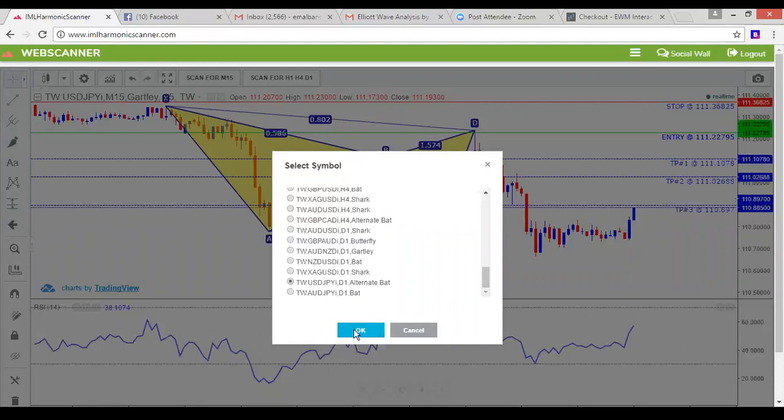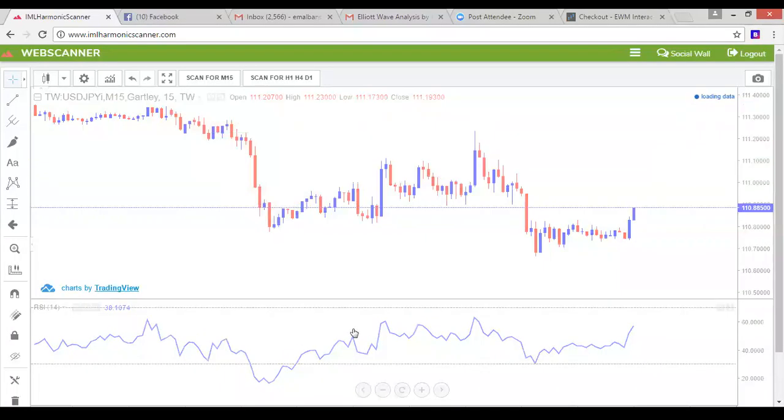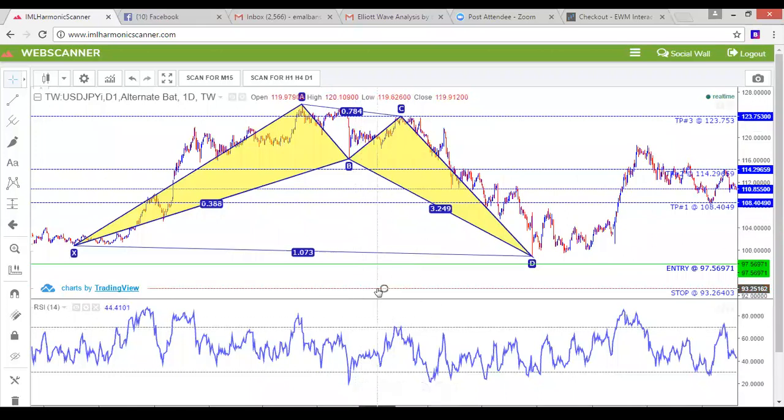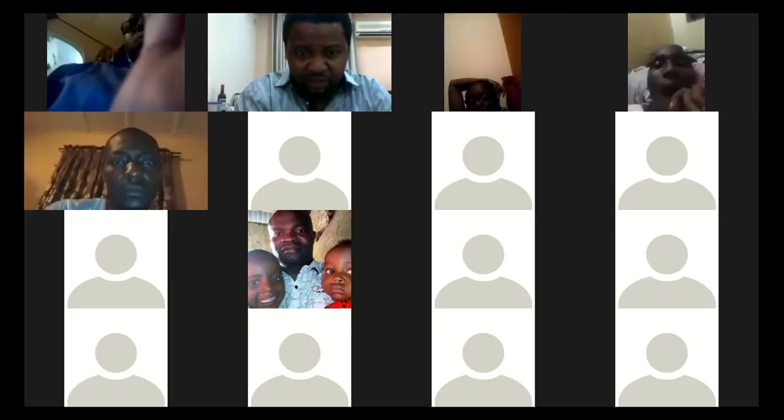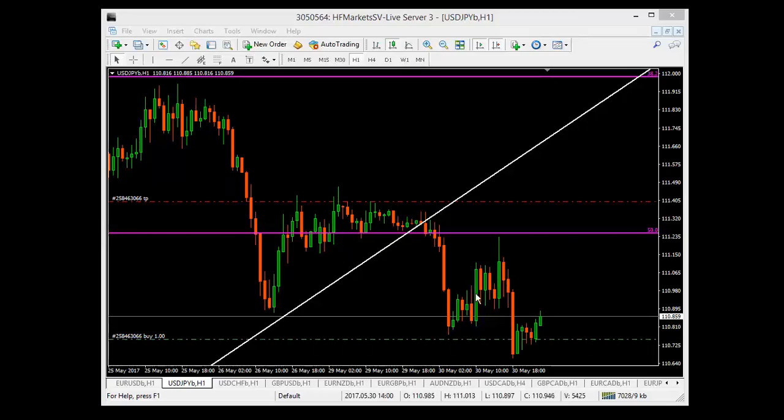Let's check since when we started buying USD JPY from here. I remember we bought it here. The bullish trend started and went up to here. So on the MT4, the trend has not changed yet. You still keep the bullish trend on the daily.